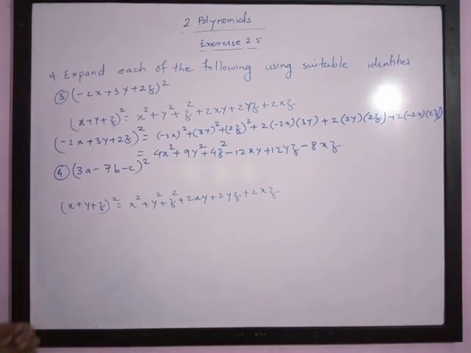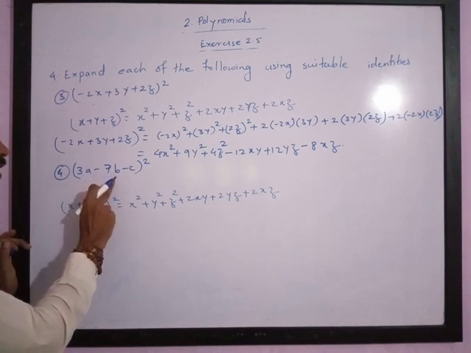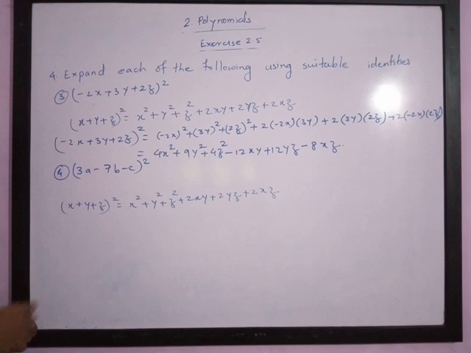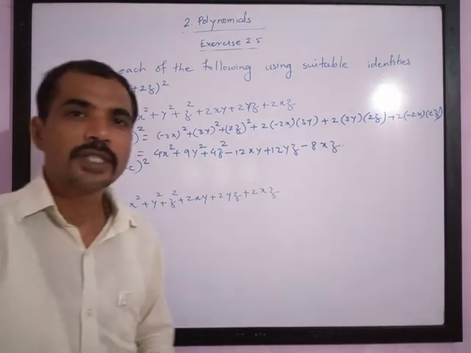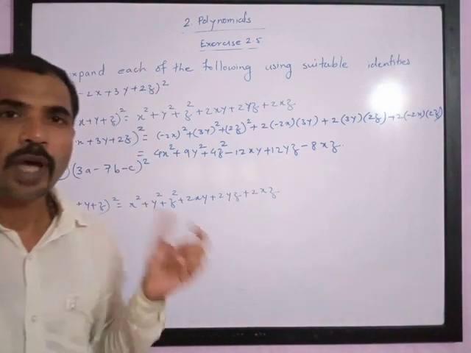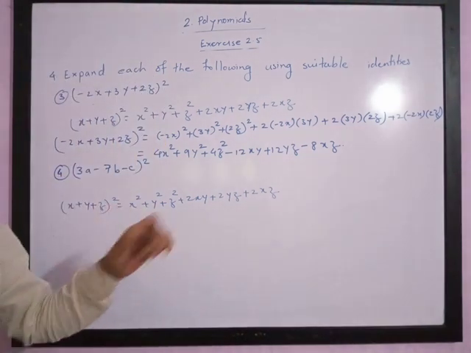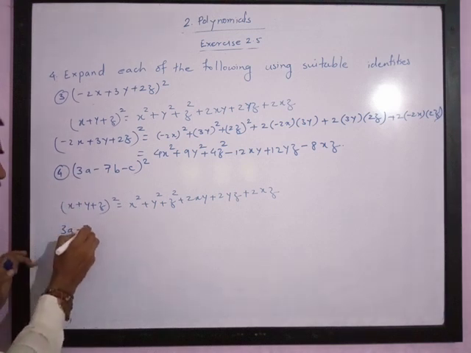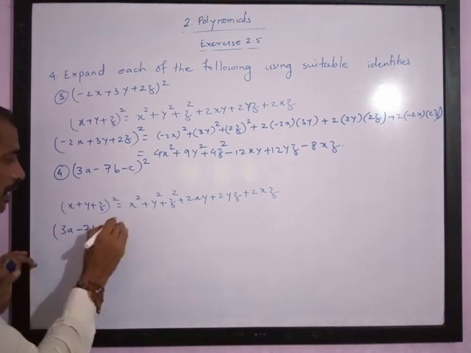Fourth question is also of the same type. (3a - 7b - c) bracket square. Three terms are there, so we have to use the same formula, same identity. (x + y + z) bracket square is equal to x square plus y square plus z square plus 2xy plus 2yz plus 2xz.